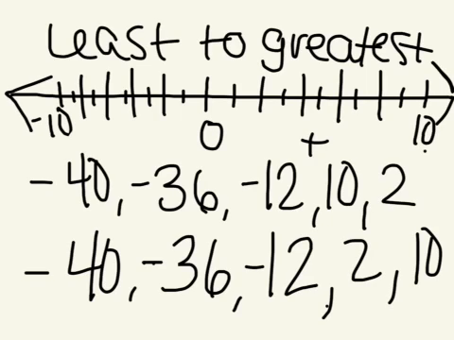Okay, so with integers, you just need to take your time, look at the number line, think to yourself, which is further left? That's going to be your smallest number. Which is furthest right? That's going to be your biggest number. Well, that's pretty much it for 7.1a, comparing integers.